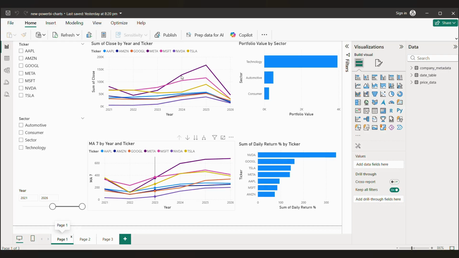Then comes the sum of close by year. These trend lines track the closing prices for all of our tickers, which means all of our stocks. It allows us to compare growth trajectories side by side. Then comes the moving average. We've implemented a 7-minute moving average to smooth out the noise from the high frequency minute level data. It helps us ignore short term fluctuations and identify the underlying price trend more clearly.